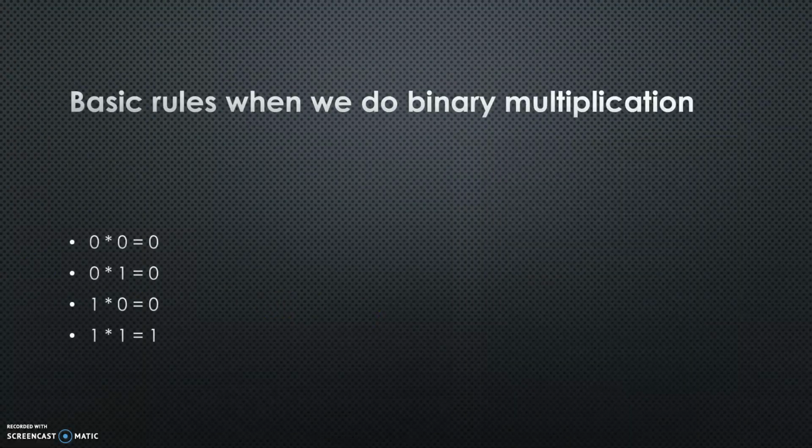Let's get started on binary multiplication. There are some basic rules, a small table similar to the times table or multiplication table in decimal multiplication, such as 5 times 7 is 35, and 3 times 6 is 18. We have to memorize these in order to multiply big decimal numbers. For binary multiplication, all we have to memorize are 0 times 0 is 0, 0 times 1 is 0, 1 times 0 is 0, and 1 times 1 is 1.